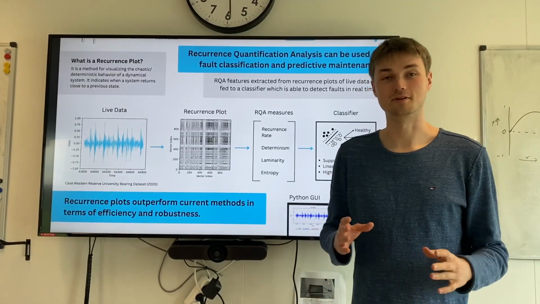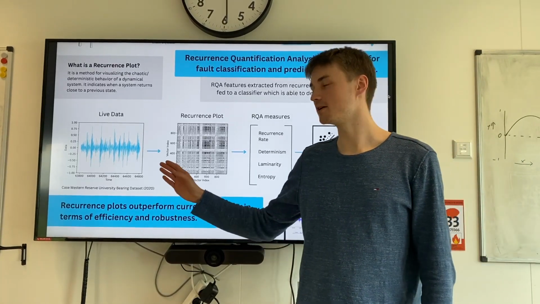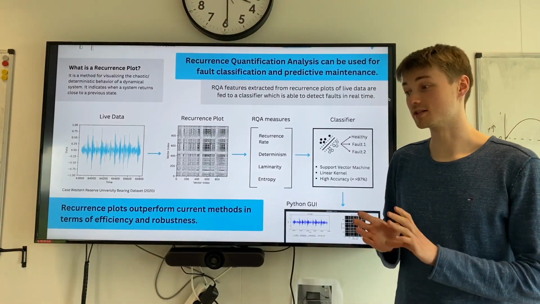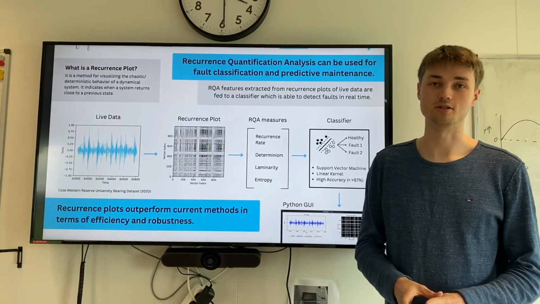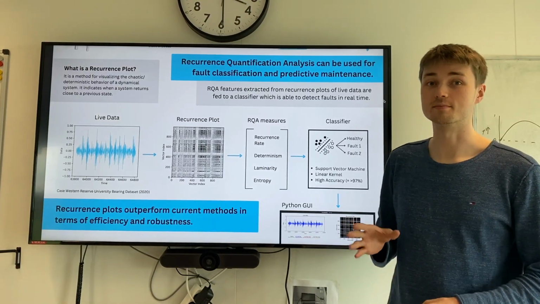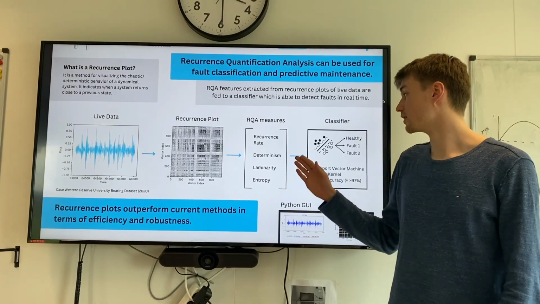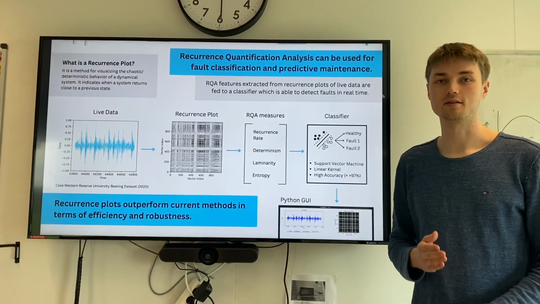How can we use recurrence plots for predictive maintenance? Well, we applied it on a public dataset about bearing faults. Once we calculate a recurrence plot of a given time series, we are able to extract a set of quantifiable measures from this recurrence plot. These measures represent the system on a high level, and that's why we can feed them to a classifier, which then is able to predict whether a system is in a healthy or a faulty state.